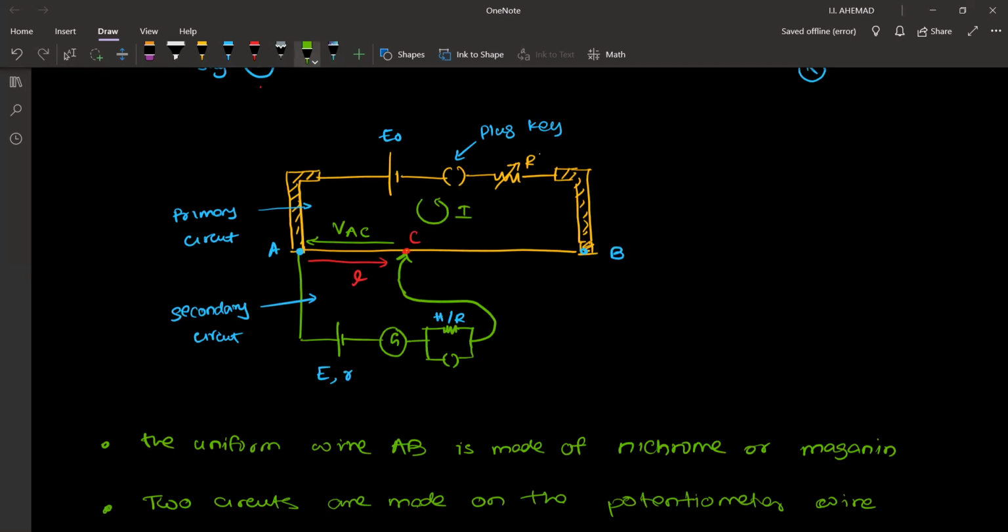Will there be a current in the secondary circuit at balance? In the secondary circuit, there is no current because the galvanometer reading is 0. Here I is equal to 0.